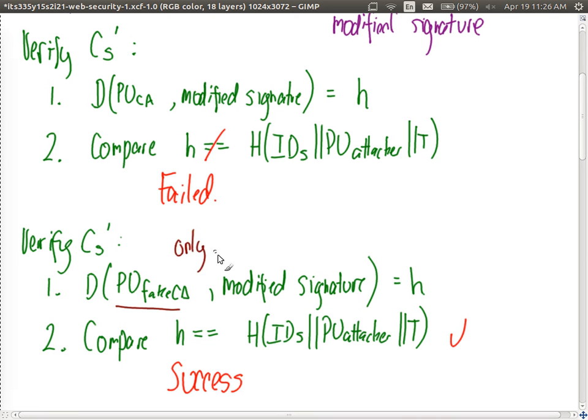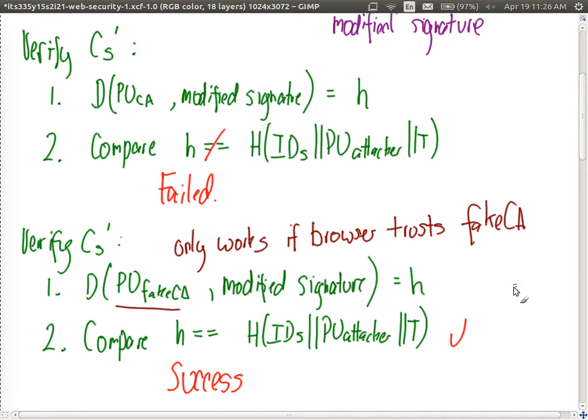This only works if the browser trusts the fake CA. So that's an important thing about the verification of certificates. The browser must trust some CAs at the start. And by trusting them, we assume that they will not do anything malicious.